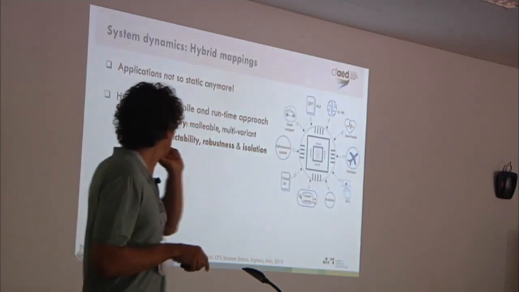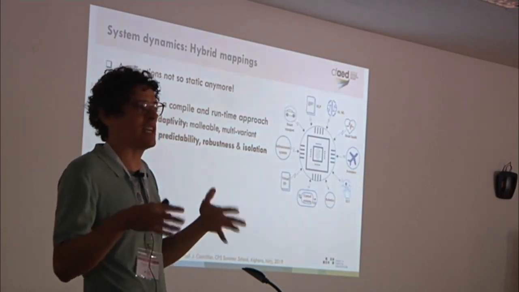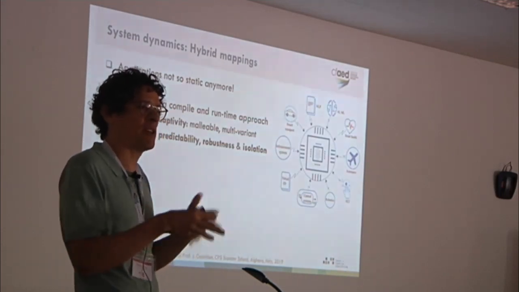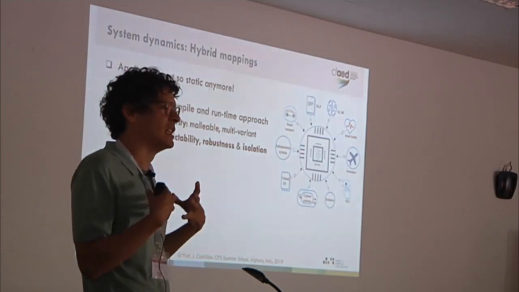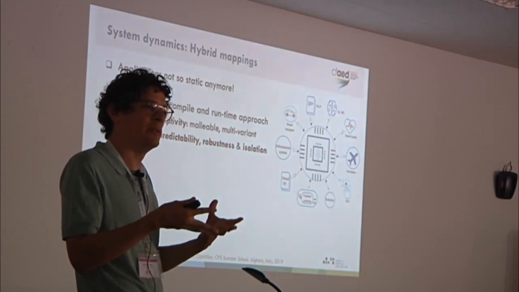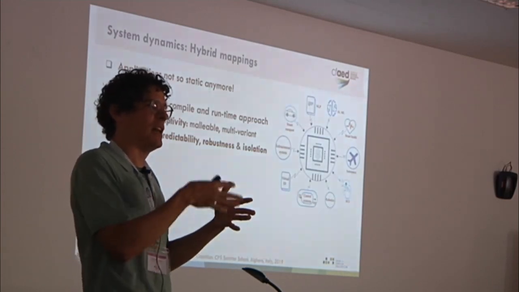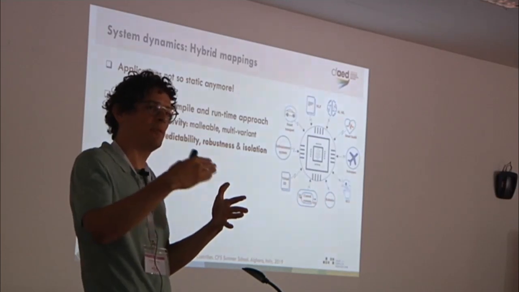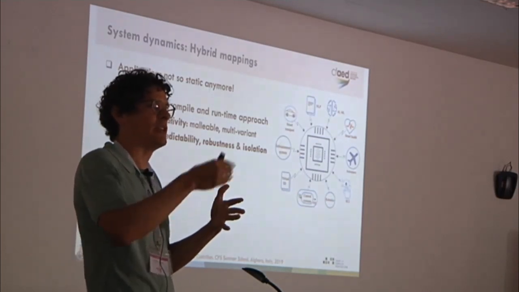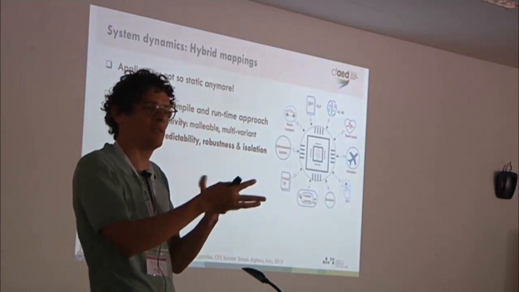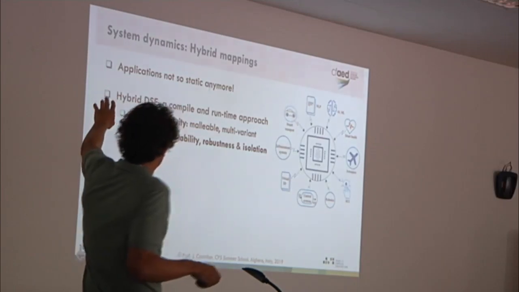Okay, so since things have changed, we're not designing systems to just run one application, we're running multiple applications. But still, at least in my lab, the idea was to retain the things that we know from static mappings. Let's allow for dynamic things to happen at runtime, but try to retain the properties that we know of these applications at compile time, right? So that's what people call hybrid DSE.